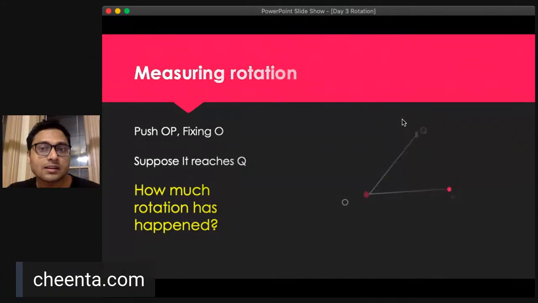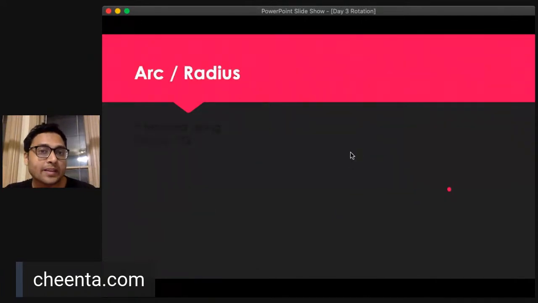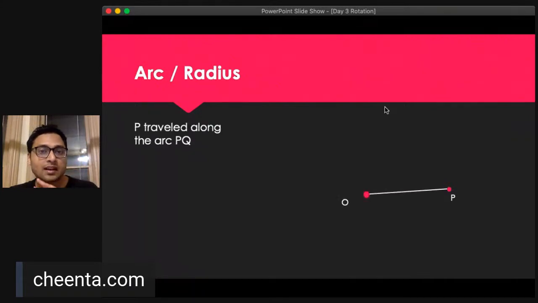The key idea for doing that is to use something called arc over radius. We discussed it already. We will discuss it one more time quickly. So suppose again we have OP. P is the initial point. O is the center point. Now P is traveling. When you push OP like this, suppose this is O.